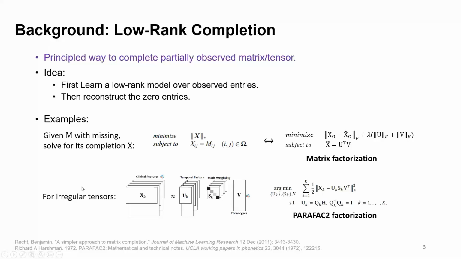And similarly, for irregular tensors, we can also define a PARAFAC2 factorization, where each slice is factorized into three components. The first is a temporal factor specifically for that subject, and the second is a static weighting vector, which is the diagonal of this diagonal matrix, and that's also specific to that subject. And also we have another factor matrix that is shared across different subjects that captures the underlying factors in this data.